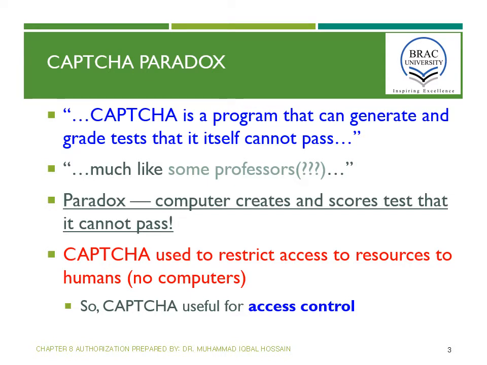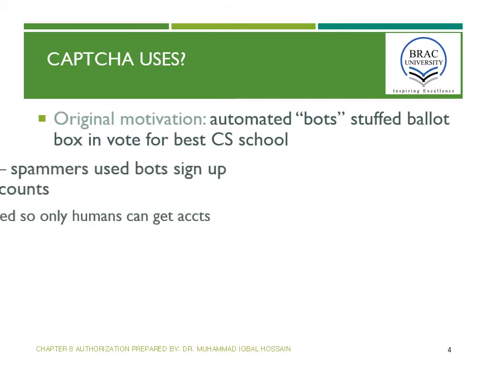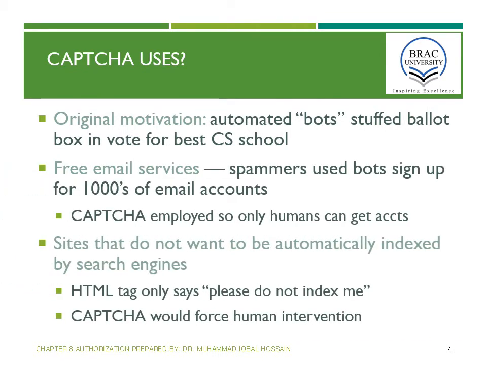How can you do that? You put a CAPTCHA test before. If the CAPTCHA test is passed, that means it is a human, and if it is failed, that means it is not human. We'll see the uses of CAPTCHA later. So the main use of CAPTCHA is against automated bots.